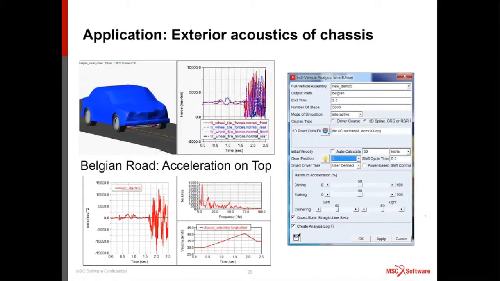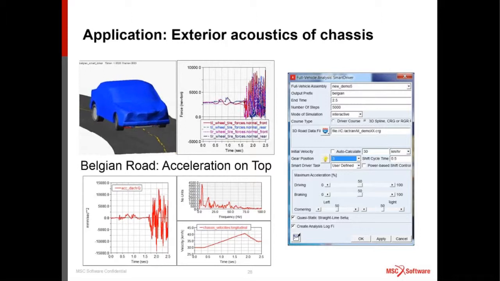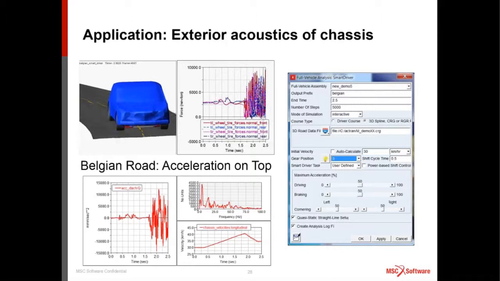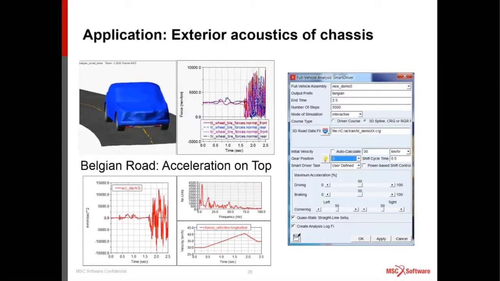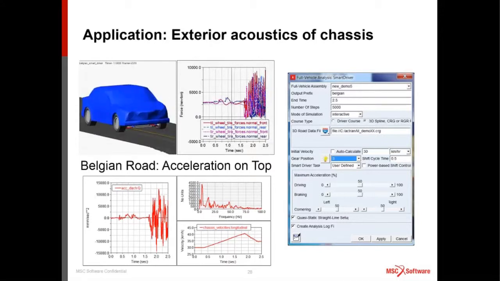You can also study things like the exterior acoustic of a chassis. So you will perform an Adams simulation where the vehicle is driving on a rough road, or a Belgian road in this case, and see what is the surface response of the exterior of the vehicle. Once you get those results, you can also study the acoustic. You can perform some noise prediction of the exterior frame of the vehicle. So you can study what is the noise coming out from the vehicle itself.